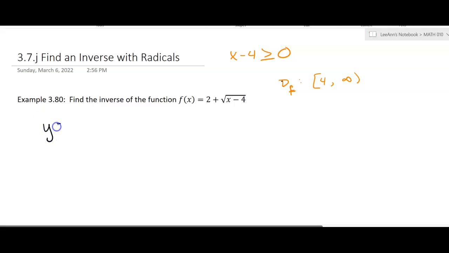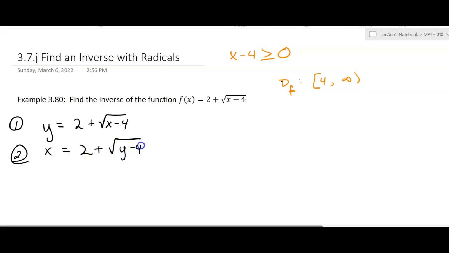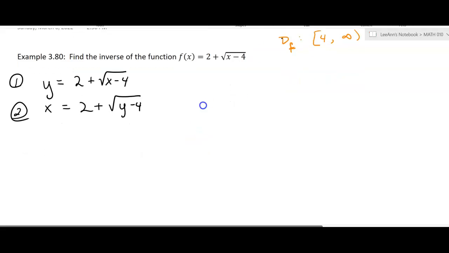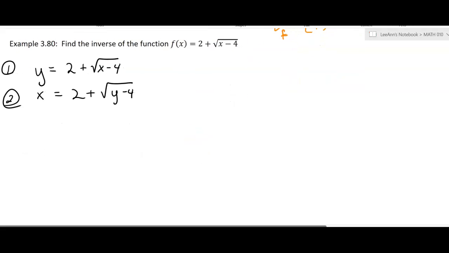So we'll say y equals 2 plus the square root of x minus 4. So this would be like step 1. Then we're going to switch x and y. Step 2. And then, let's see. Oh, we have to solve for y. Okay, so x minus 2 equals the square root of y minus 4.